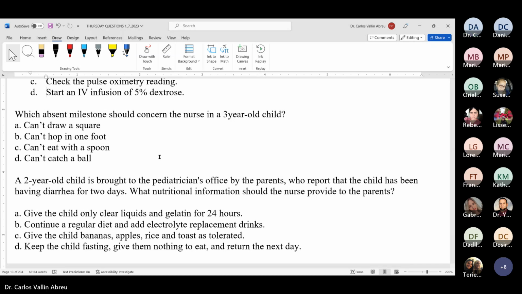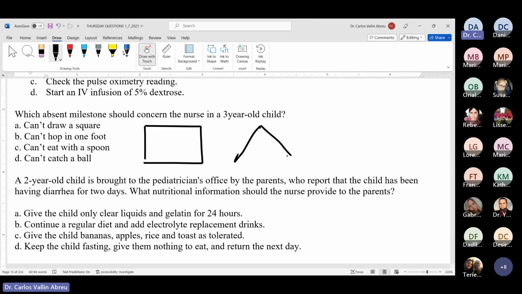Practicing questions. Which absent milestone should concern the nurse in a 3-year-old child? Cannot draw a square. Guys, to draw a square is very difficult. Angles are very difficult to draw. Triangles and squares come after 4 or 5.